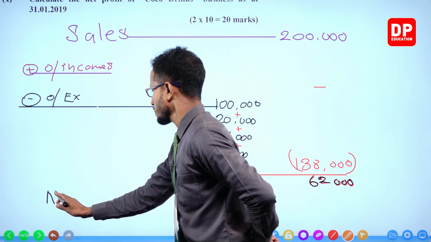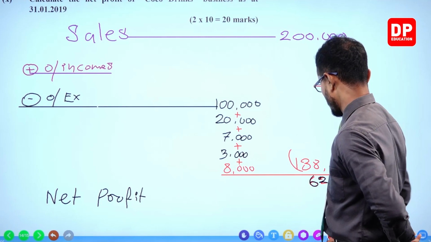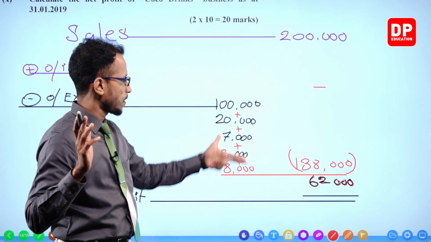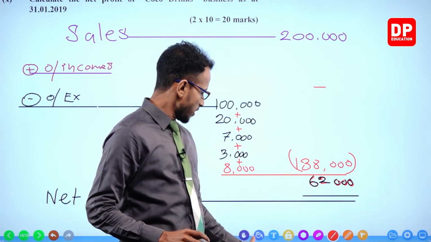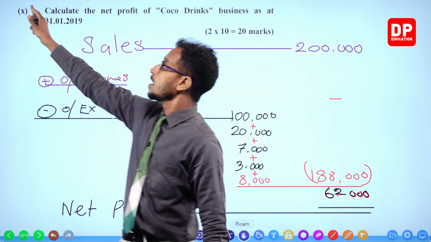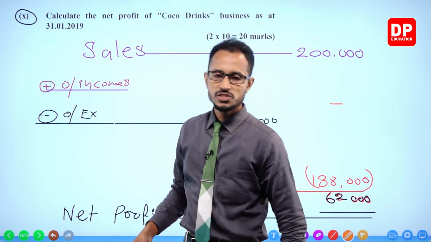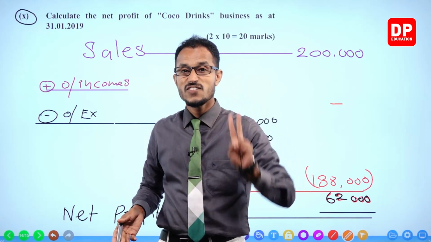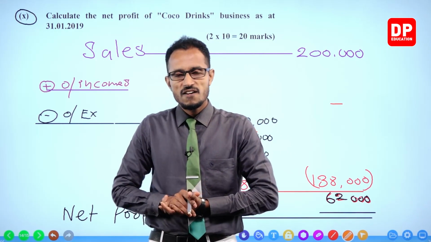Net profit of the business. Or you can write profit for the period. Nothing much. Easy calculation. So that is the last part, guys. That is the last part of the 2020 Western Province Business and Accounting paper, the last part of the first question, the compulsory question. So we finished the first question in the 2020 WP paper.